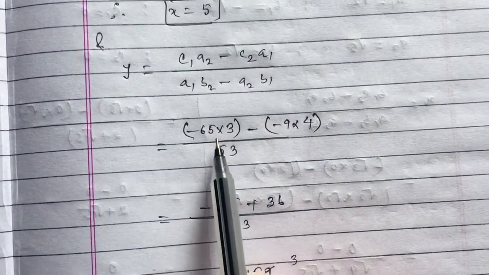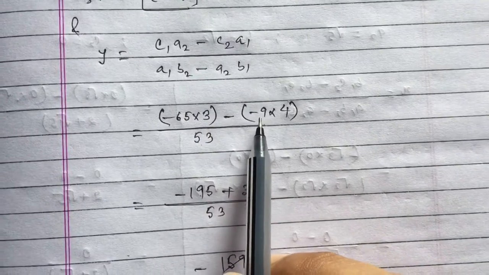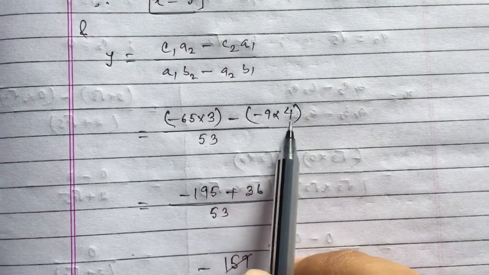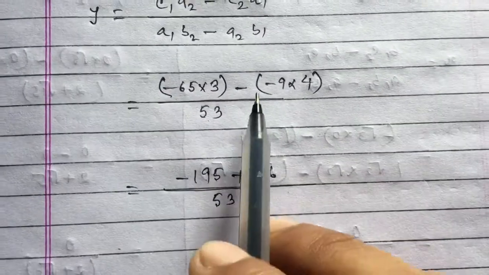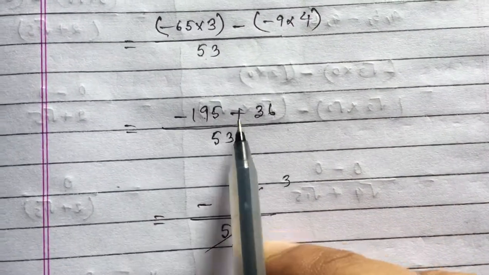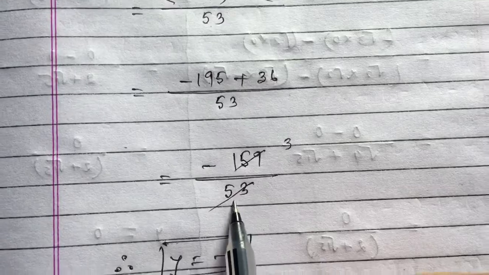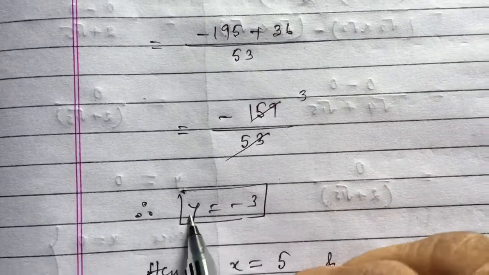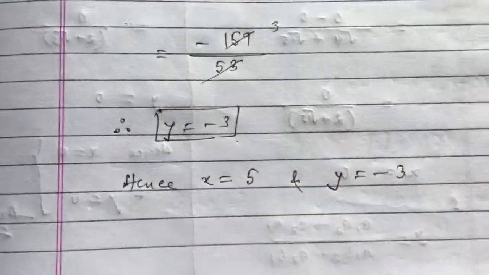C1 A2: C1 is minus 65 and A2 is 3. C2 is minus 9 and A1 is 4. 65 into 3 is 195, minus 9, and this minus minus plus, 9 4s are 36. Minus 195 plus 36 gives minus 159 by 53. This is cancelled by 3. So y is equal to minus 3. Hence x is equal to 5 and y is equal to minus 3.